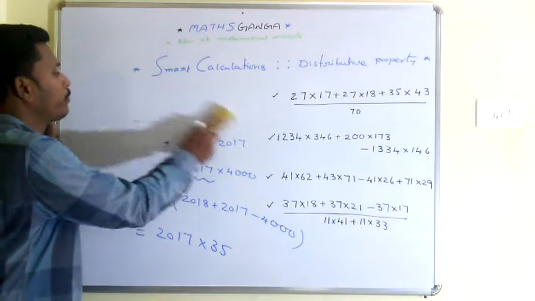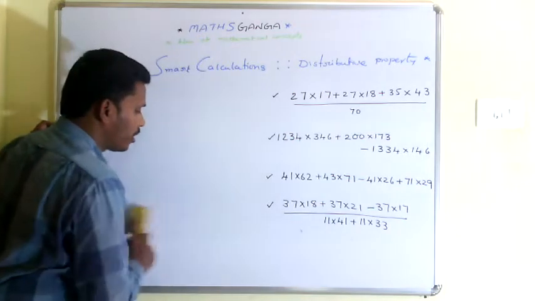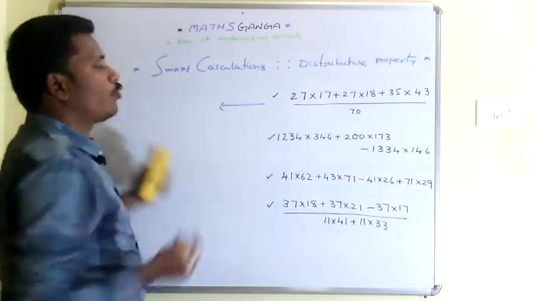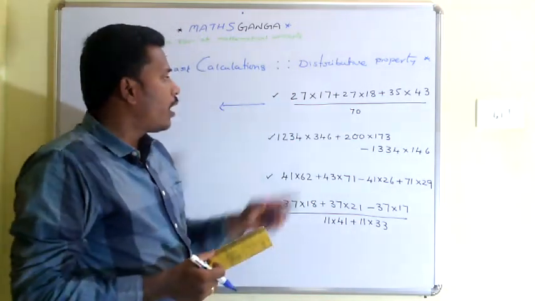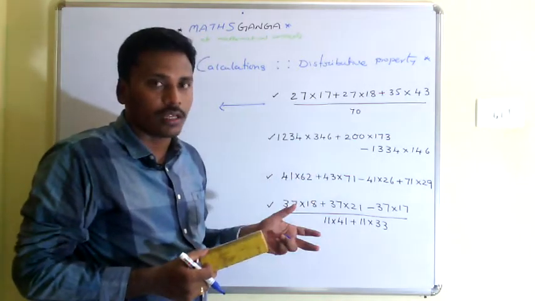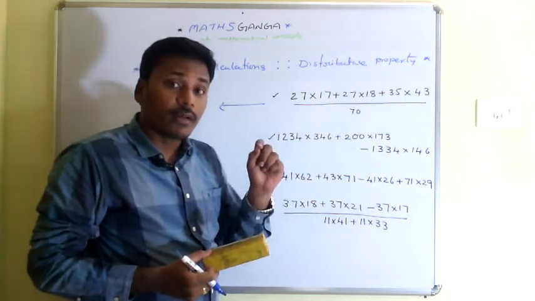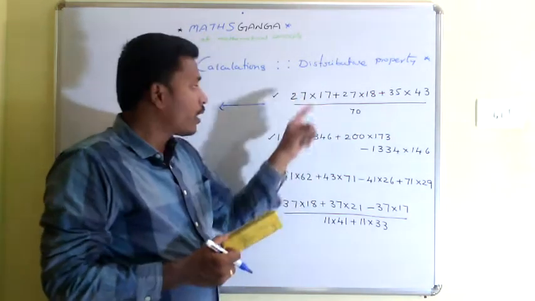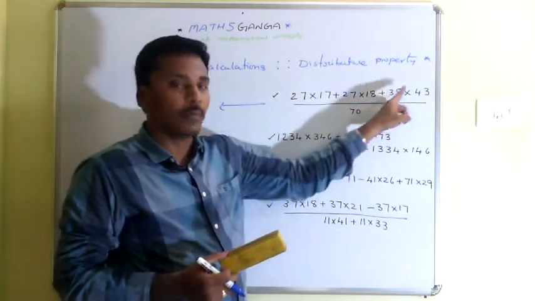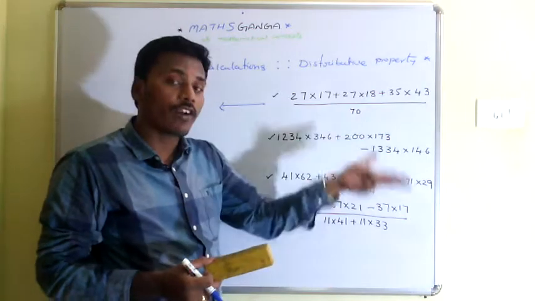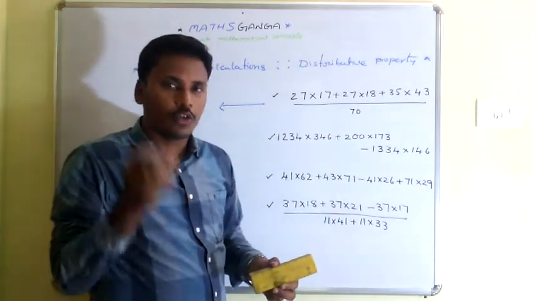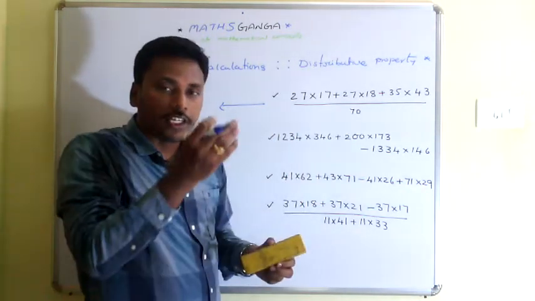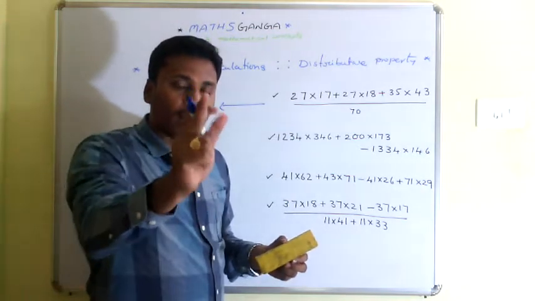Okay, for example, if you look at the first problem, what I mentioned here, 27 into 17, 27 into 18, 35 into 43 divided by 70. See, if we go with the actual multiplication process, automatically it will consume our time. When using a calculator, it automatically takes more time, because we have to multiply these two, multiply these two, multiply these two, and we need to add. Again we have to divide by 70. So using a calculator as well as using your logical brain, everything will take more time. But if you use the distributive property, it will reduce your time, it will raise your confidence, and it will help you in the examinations.